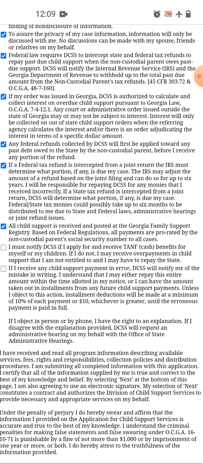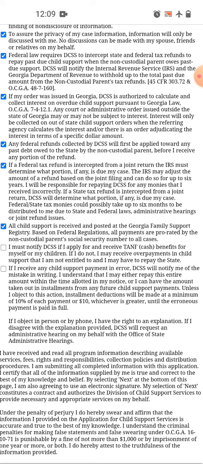Y'all might need to check the Family Support Registry in your state. It says, based on federal regulations, all payments are prorated by the non-custodial parent's Social Security number to all cases. Now, if you don't authorize them to use that Social Security number, then why are they using it? They have to have your agreement. They have to get your consent for them to use it.